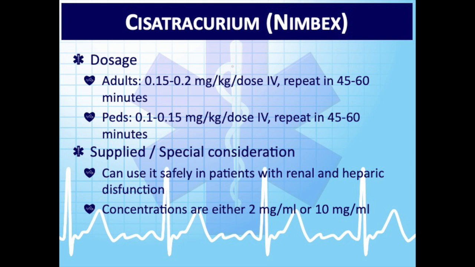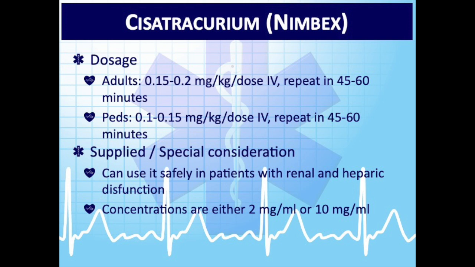So, cisatracurium or Nimbex? Has anyone ever heard of that? This is a drug that you don't have to worry about dose adjustments with any sort of renal or, I spelled that wrong, hepatic dysfunction. This one is eliminated just like atracurium is. There's another drug that's atracurium. This is cisatracurium. It's eliminated via Hofmann elimination, so it doesn't require hepatic or renal function for elimination of the drug itself. So a little bit safer in our patients in the ICU.